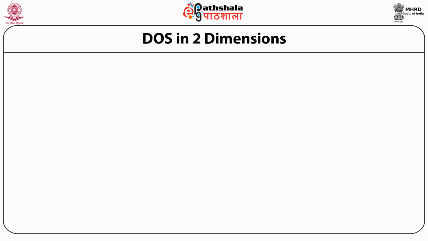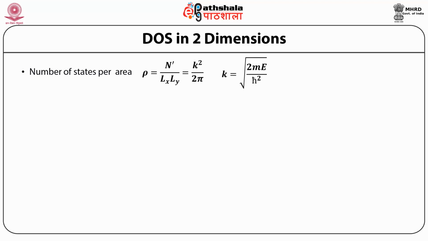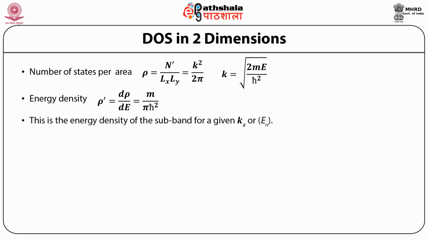Continuing our discussion over density of states in 2 dimensions, consider now the density, that is rho equal to n prime by Lx Ly equal to k square by 2 pi, and we have k equal to root of 2mE by h cut square, and the energy density is defined as rho prime equal to d rho by dE equal to m by pi h cut square. This is the energy density of the subband for a given kz or En.